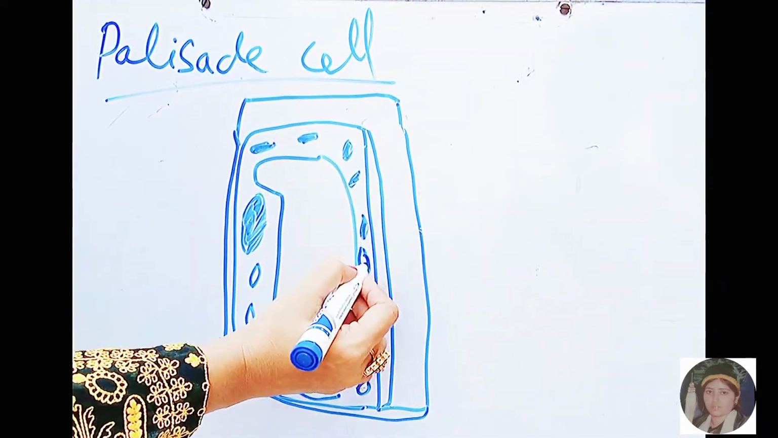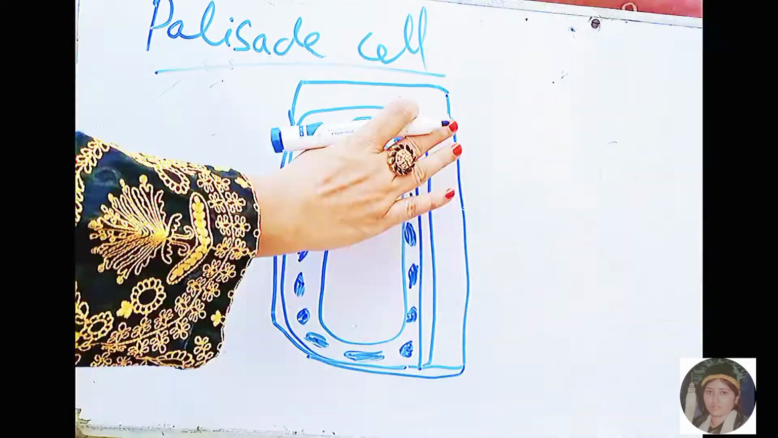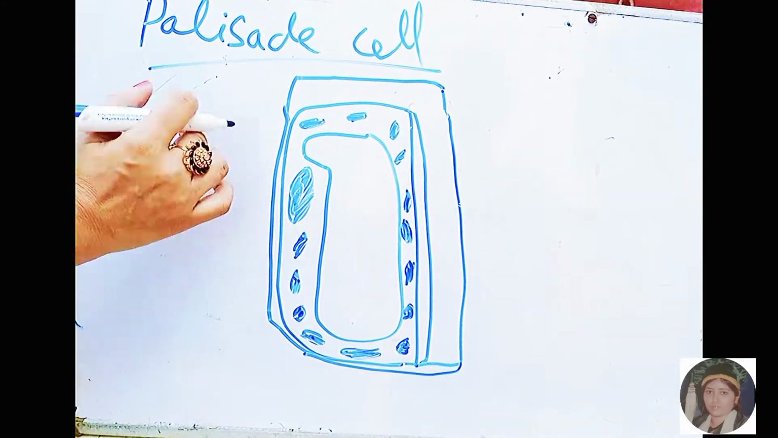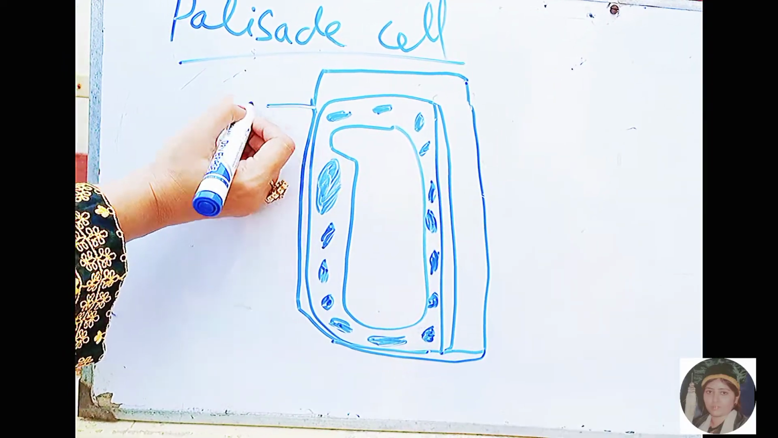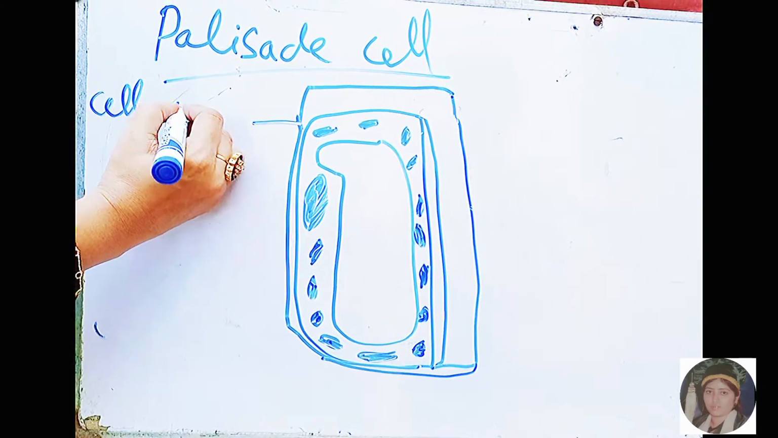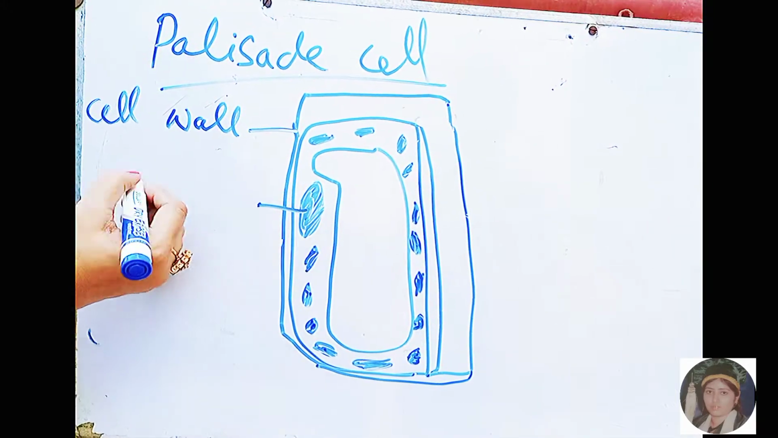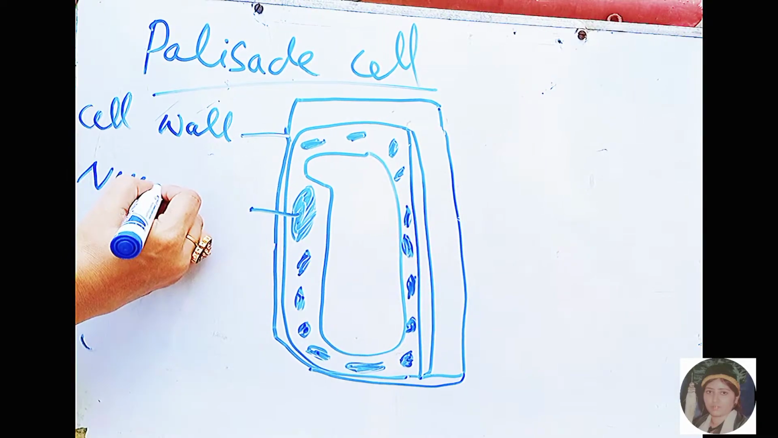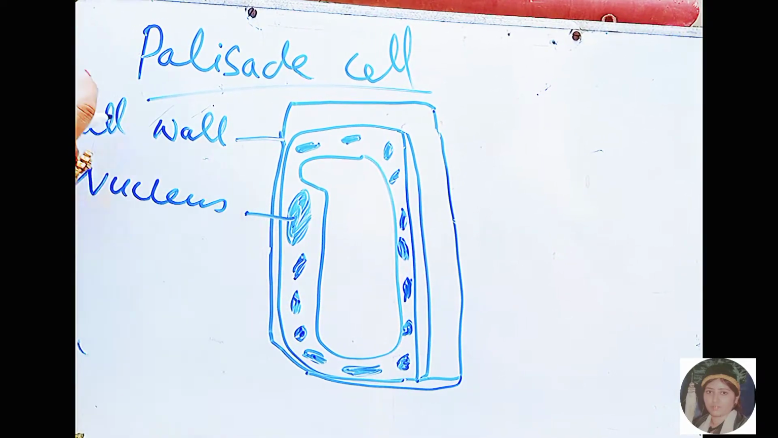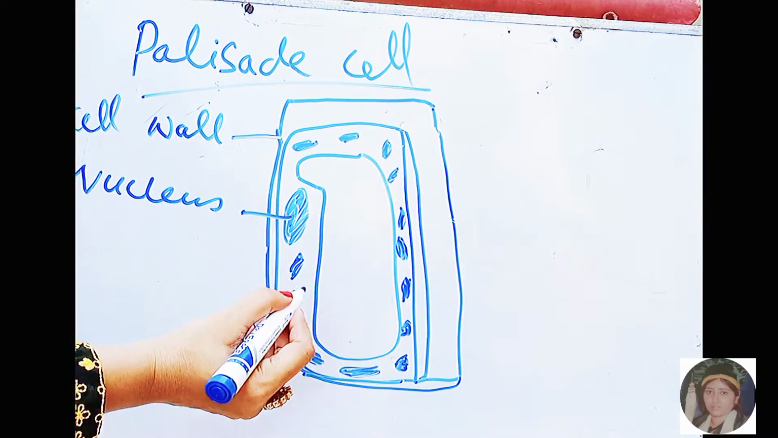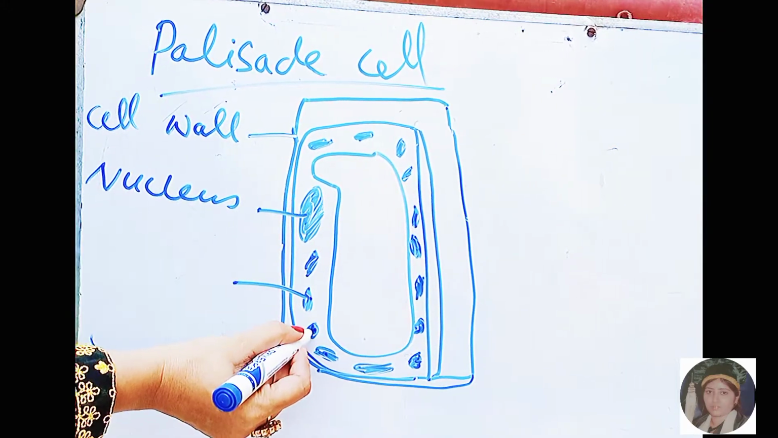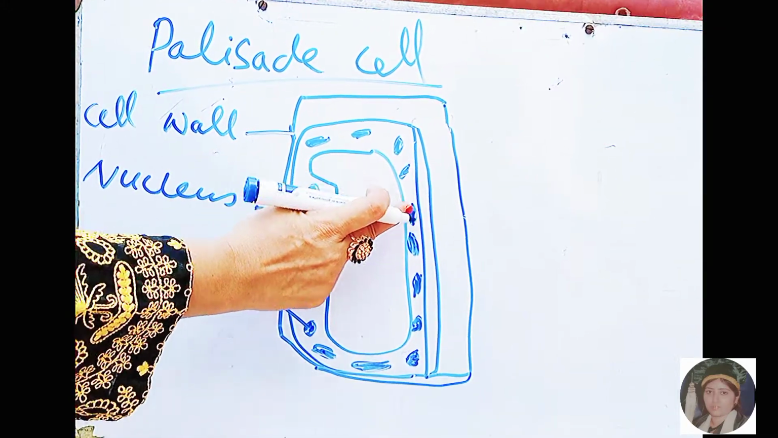Palisade cell. Specialist plant cells. Although all plant cells have the same basic structure, many of them are adapted to carry out special jobs within the plant. Cell wall, nucleus, chloroplast, vacuole.